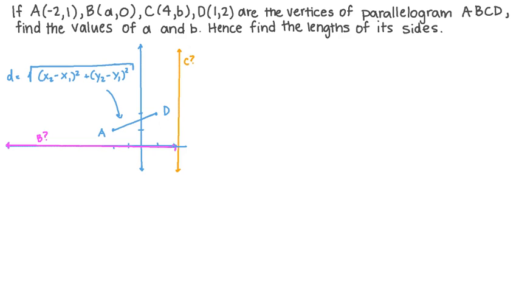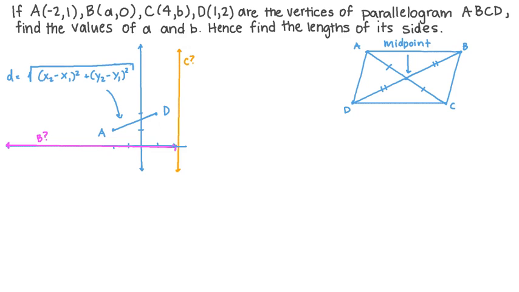We need a different strategy. In fact, what we need is a fifth point. First, we'll label our parallelogram ABCD. Because we know that this is a parallelogram, the midpoint of line AC is also the midpoint of line BD. To find the midpoint of any line segment, we take the x-coordinates of the endpoints, add them together, and divide by 2, and then we take the y-coordinates of the endpoints, add them together, and divide by 2.